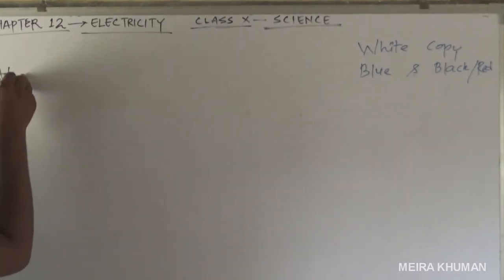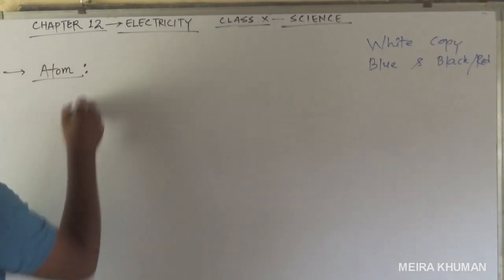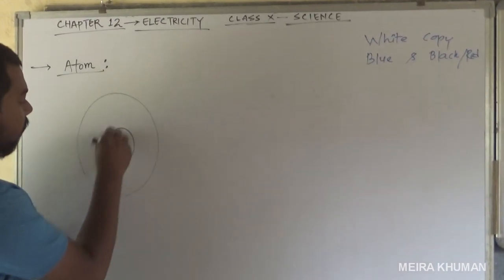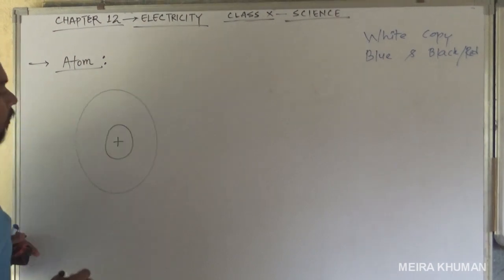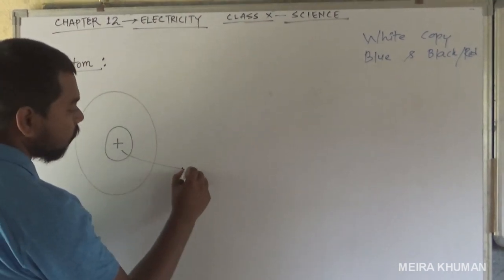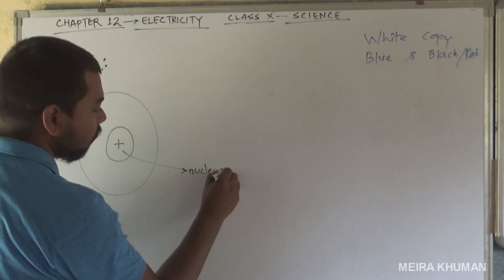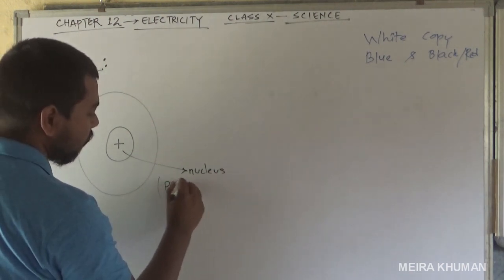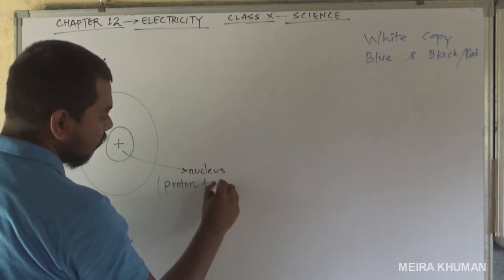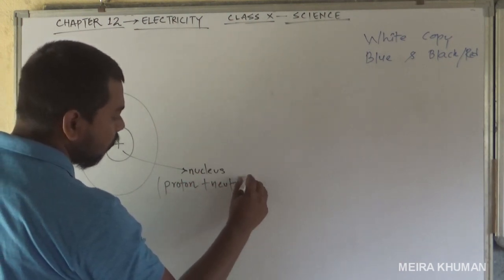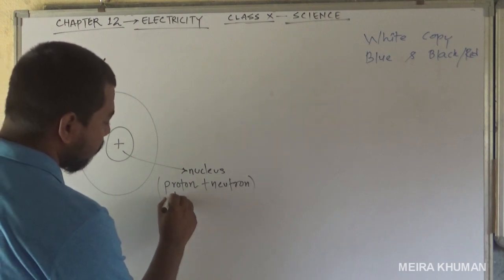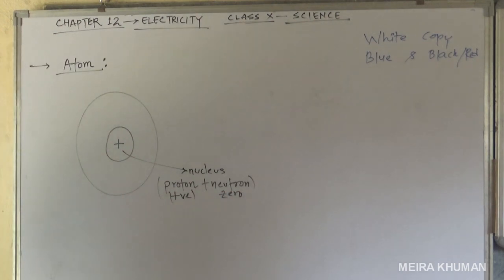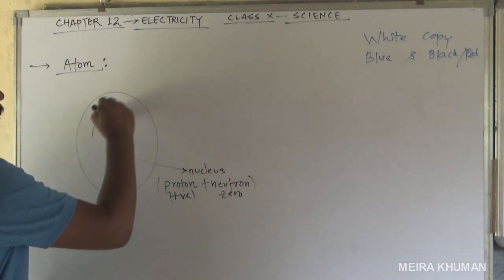See, in general, an atom seems to be like this, isn't it? Spherical in shape. This is the center of the atom, and this center is what we call the nucleus. At the nucleus, we basically have a positive charge whose name is proton, plus a neutral particle with no charge, that is the neutron. So the proton is positive, and the neutron has no charge. Clear that much?